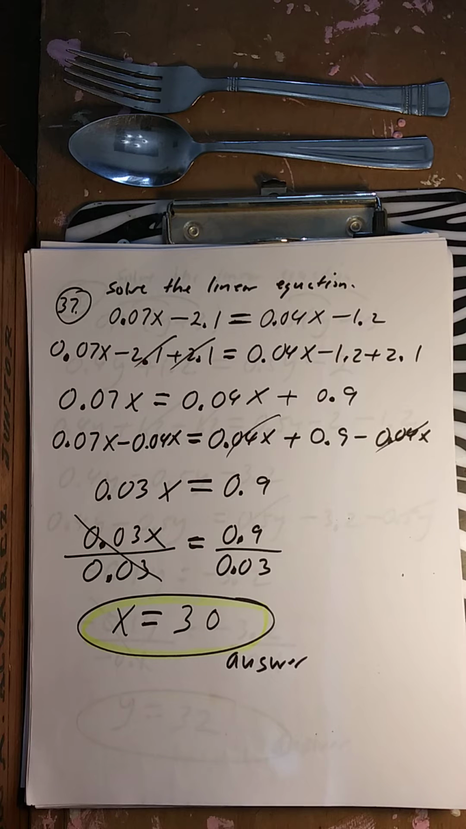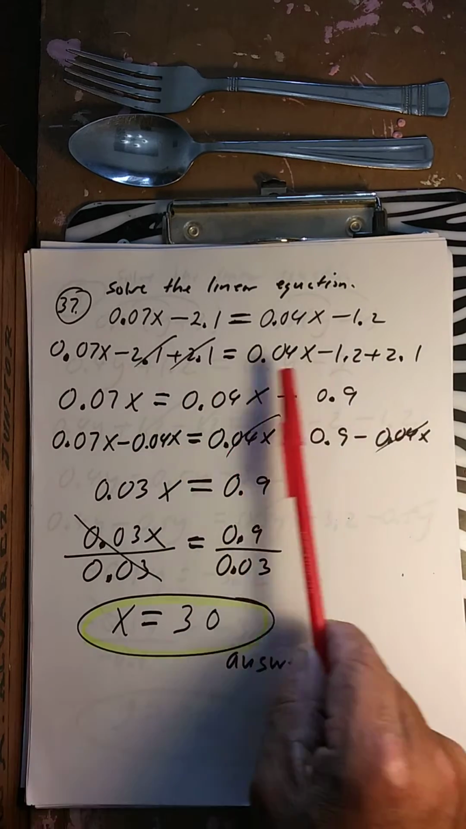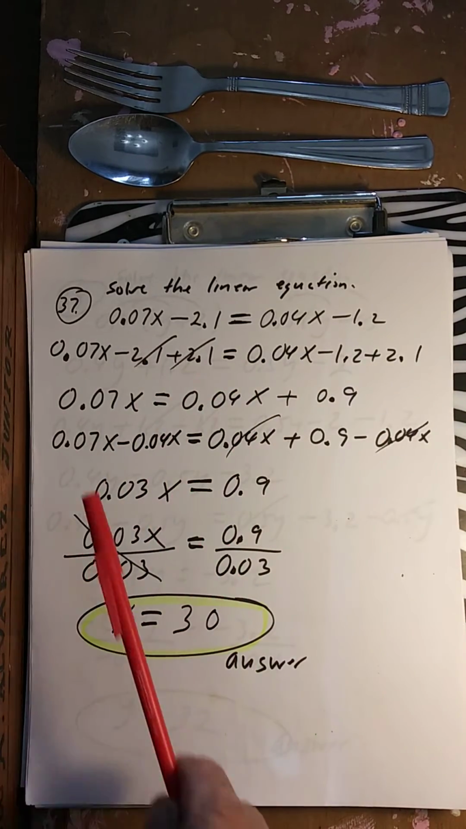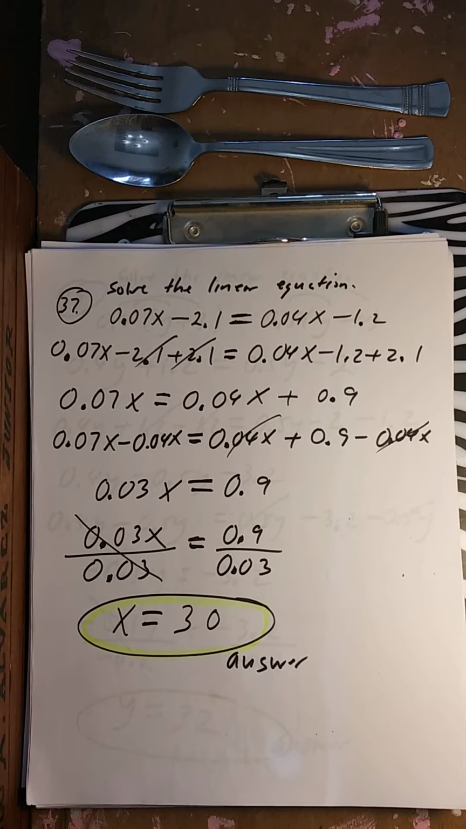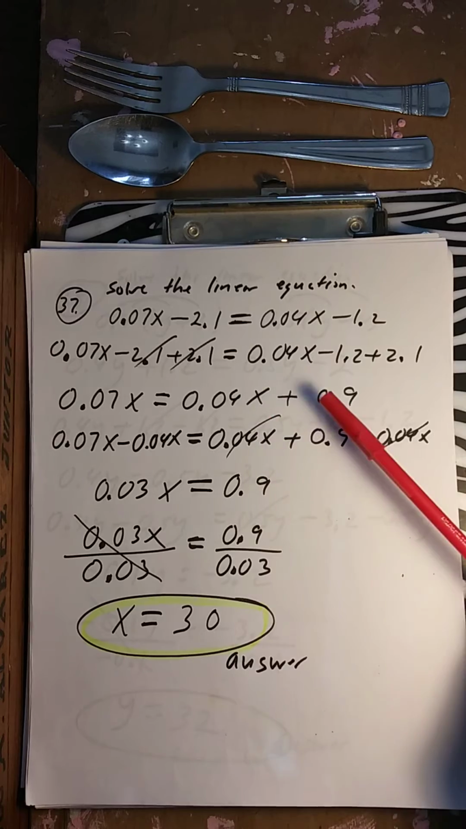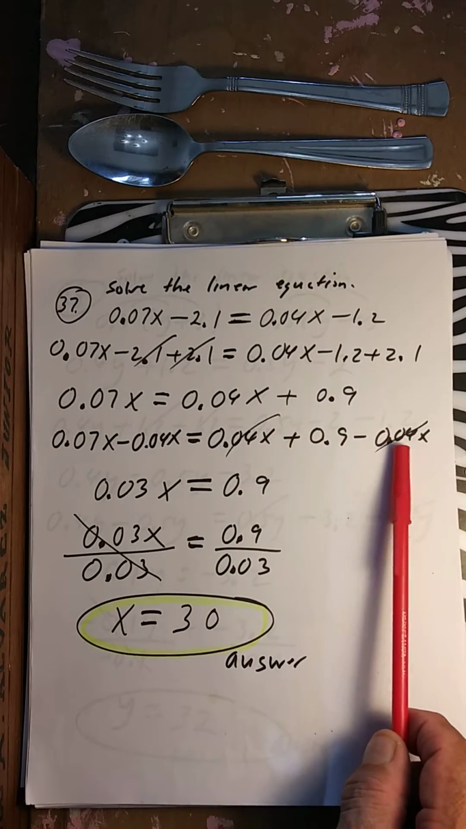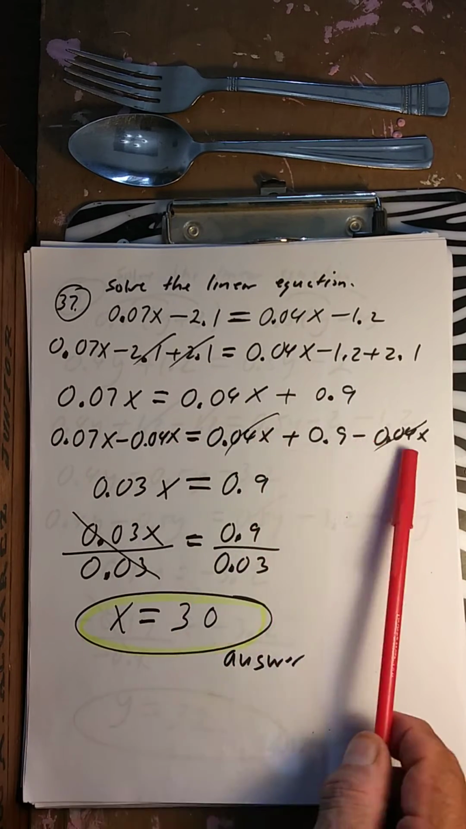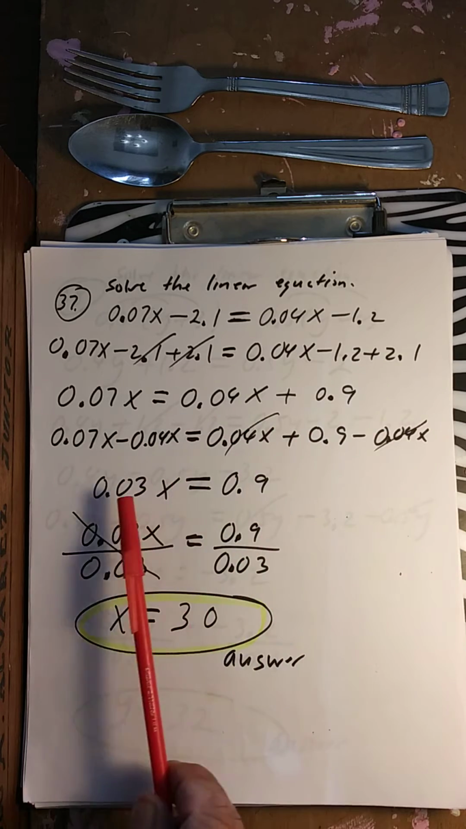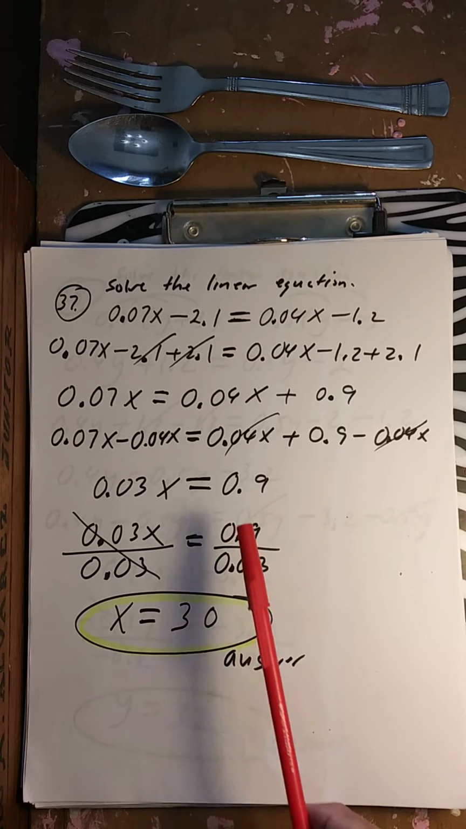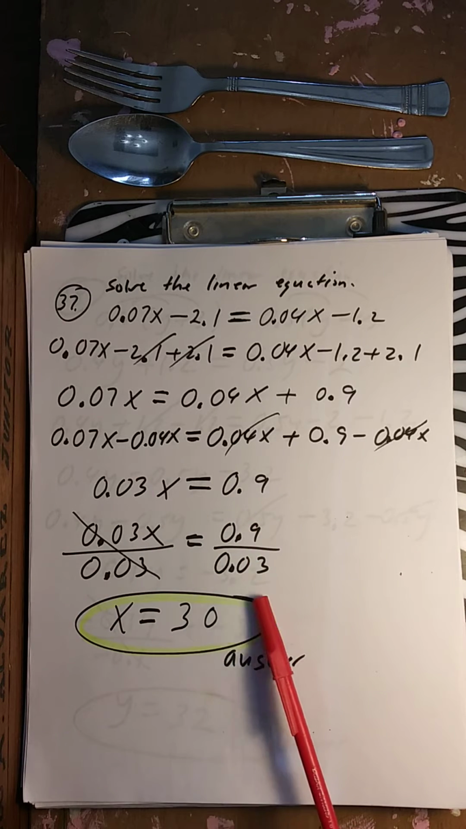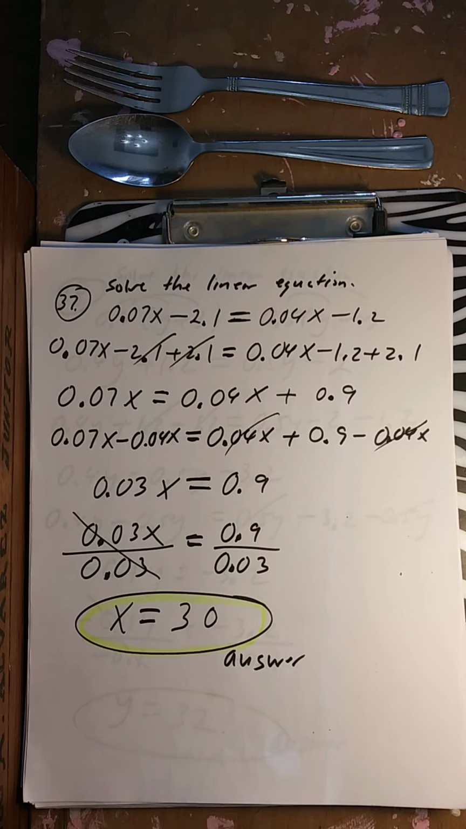Solve the linear equation with decimals. Okay, we can get it. So what we're going to do is add 2.1 to both sides. So now these are gone. So we have 0.07x equals 0.04x plus 0.9. Now we can subtract 0.04x from both sides. So these are gone, and this is going to be 0.03x equals 0.9. Now divide by 0.03, use your calculator if you have one of those. And what are you going to get? Exactly 30.